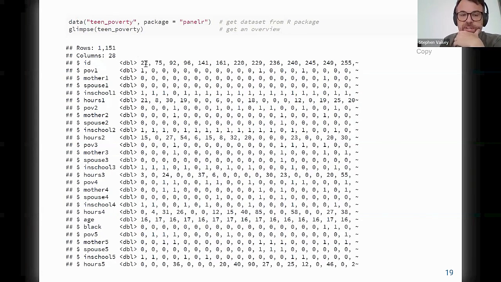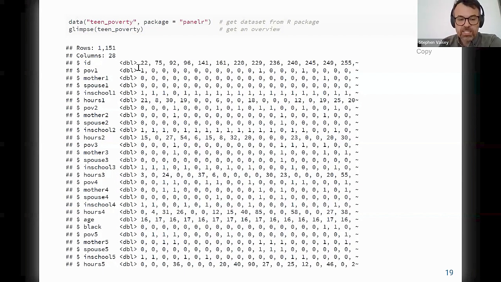So like here's person 22, here's person 75, here's person 92, here's person 96, here's person 141. And then what you have is, hey, was this person in poverty at wave 1? This person was, these people were not, this person was, etc. Did they have a baby at wave 1? Anyway, you can see all this.